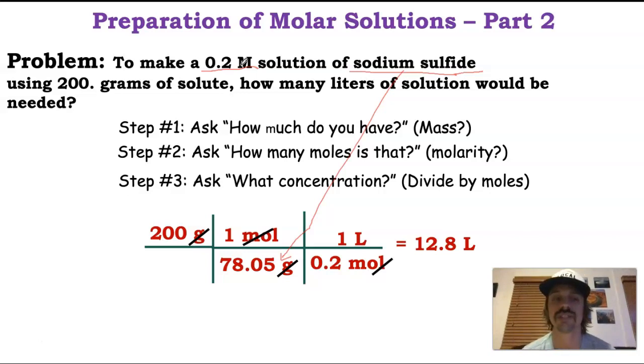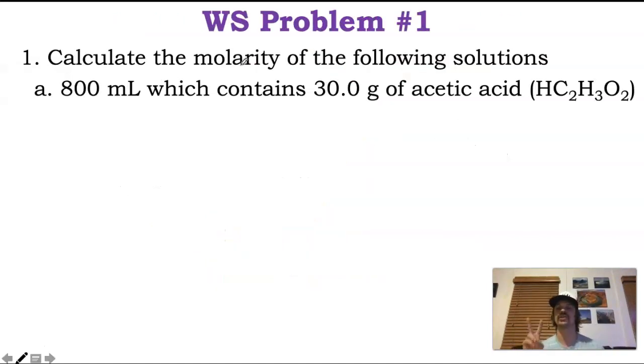So what I would do is if I mixed 200 grams of sodium sulfide with 12.8 liters of water, that solution can be labeled 0.2 molarity. Okay? All right. And those are the 2 types of problems we're going to be doing on worksheet 9.2. On worksheet 9.2 on the front, there are 3 different sections. Section 1, 2, and 3.